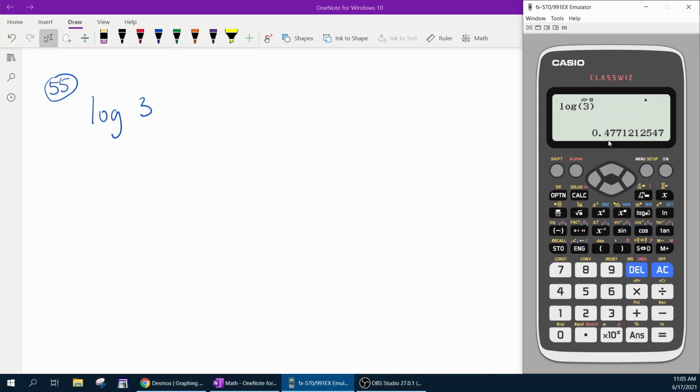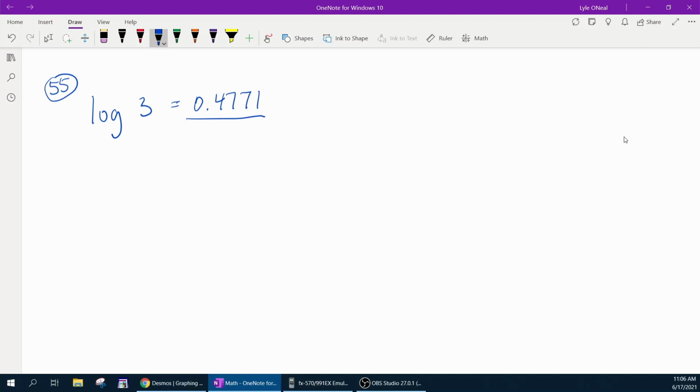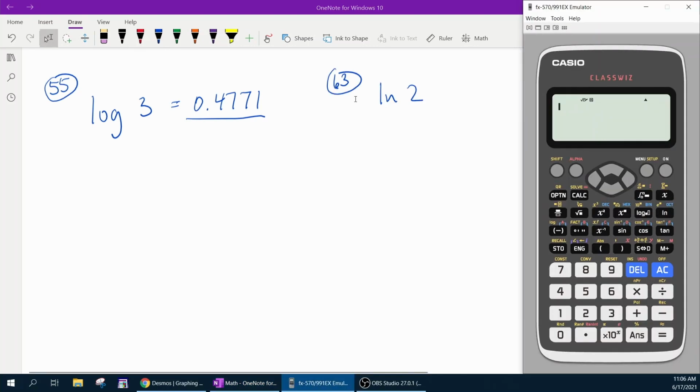That's okay. That's why they wanted us to use a calculator. Now we do need to round this correctly to 4 decimal places. So in the 4th decimal place is a 1. Behind that is a 2, which means the 1 stays a 1. So our answer is 0.4771. And that's all there is to that. That is done. And next, number 63.